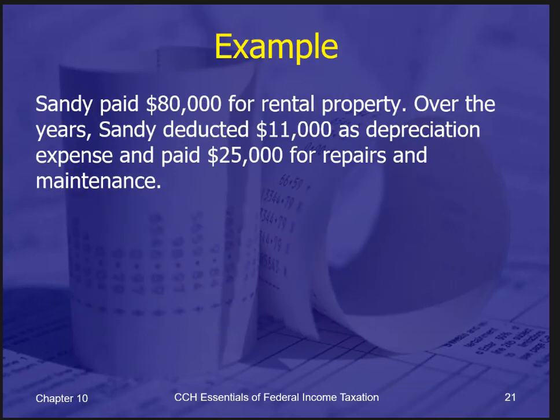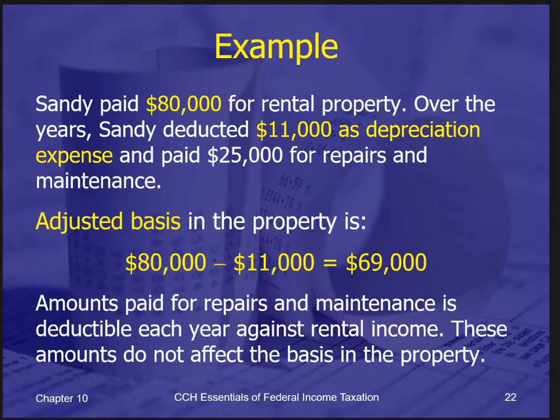So, example, $80,000 we paid, deducted $11,000 for depreciation, and $25,000 for repairs and maintenance. The $25,000 for repairs and maintenance doesn't count, but the $11,000 reduces our basis. So the adjusted basis is what we started at, 80, subtract the depreciation. All right.